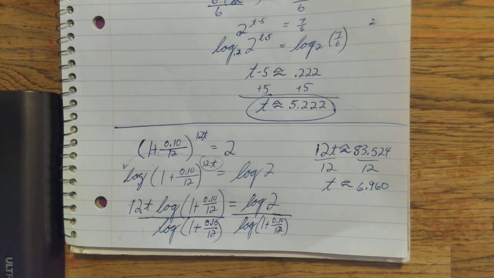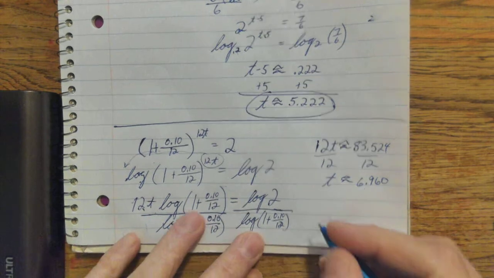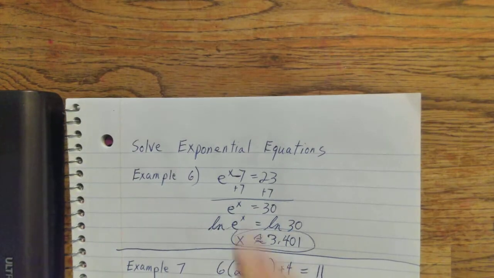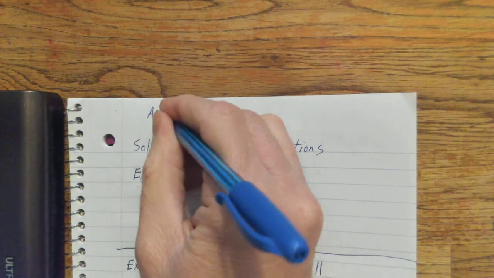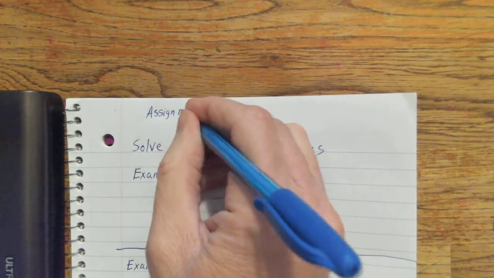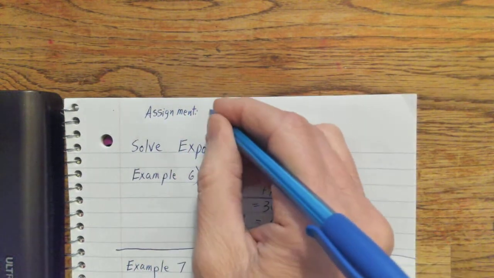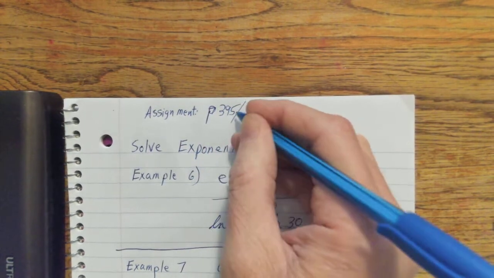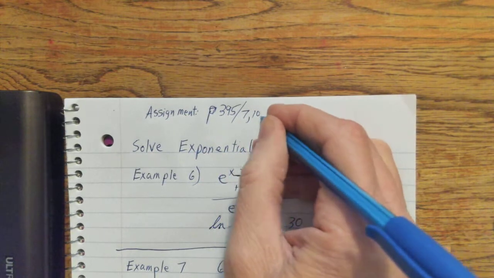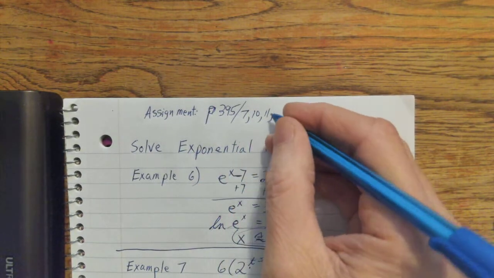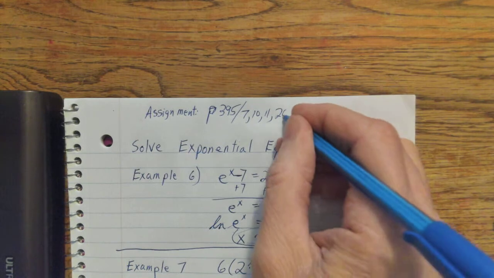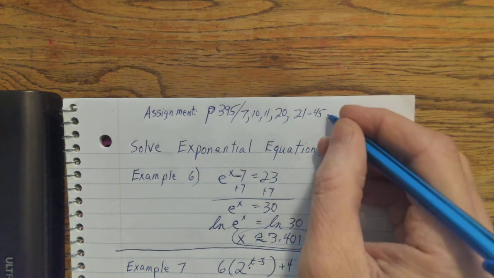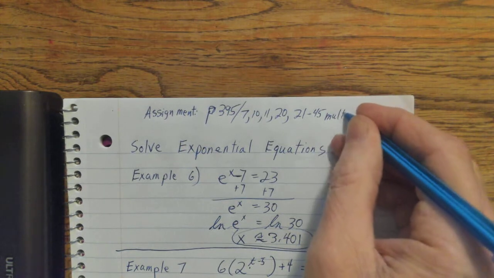Now, the problems I would like for you to do in your assignment, let me write that up here. We are looking at page 395. So I'm going to do a new section. 7, 10, 11, 20, and then 21 through 45, I want you to do the multiples of 3.